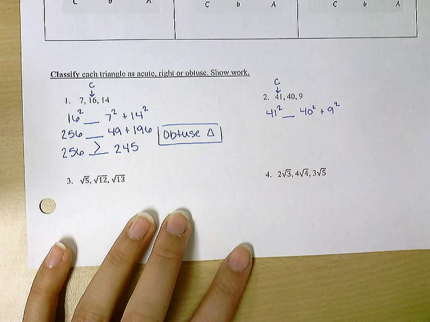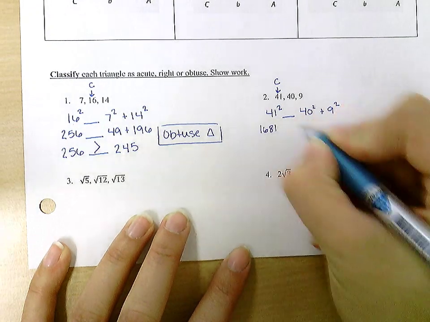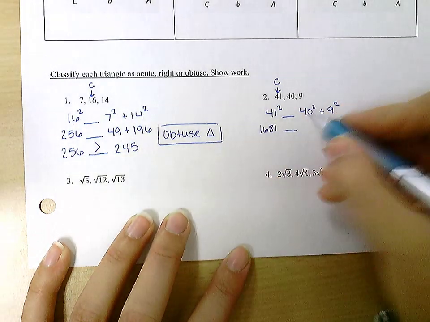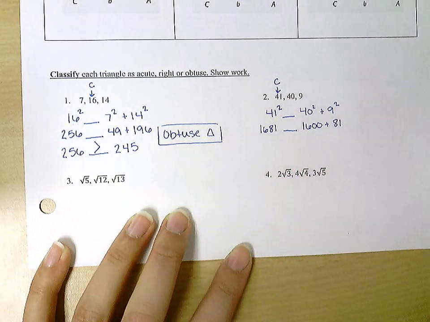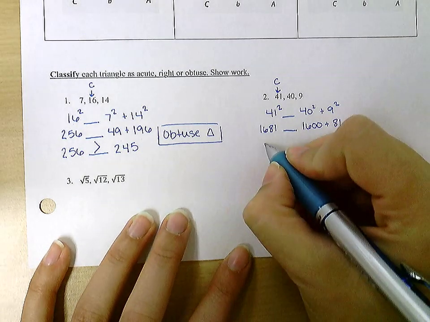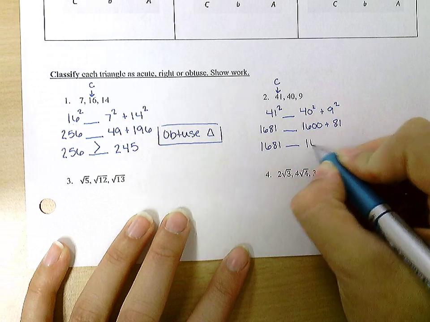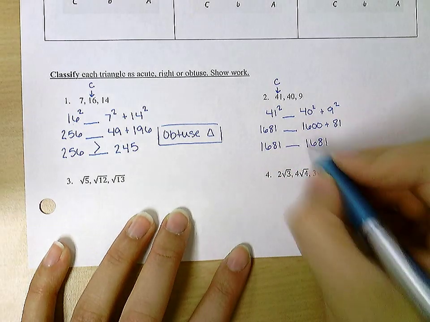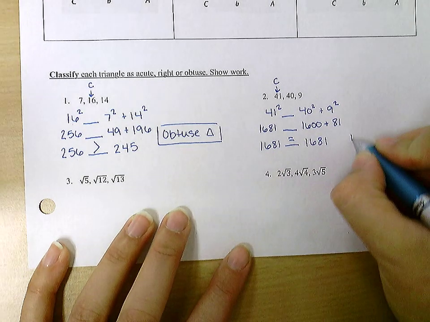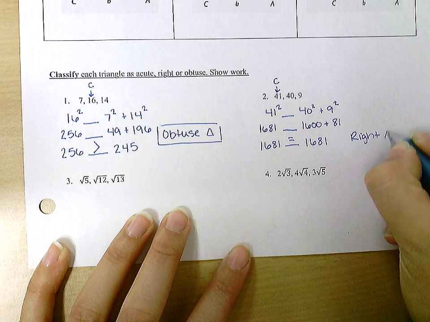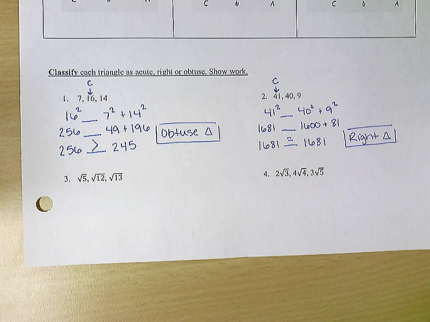Again, those are interchangeable. So 41 squared is 1,681, compared to 40 squared is 1,600, plus 9 squared is 81. So we have 1,681 compared to 1,681. Okay, those are equal. Since they are equal, that makes this a right triangle. Okay, that's the easier one to remember.